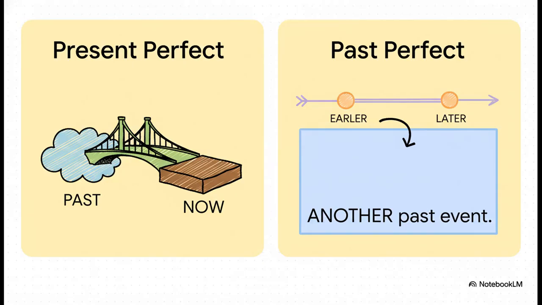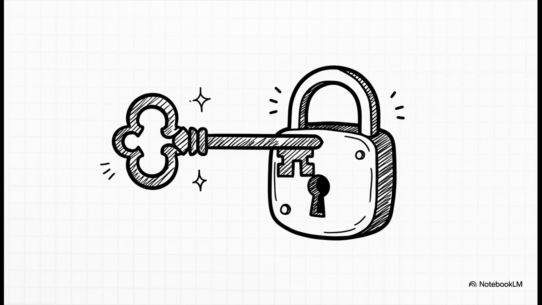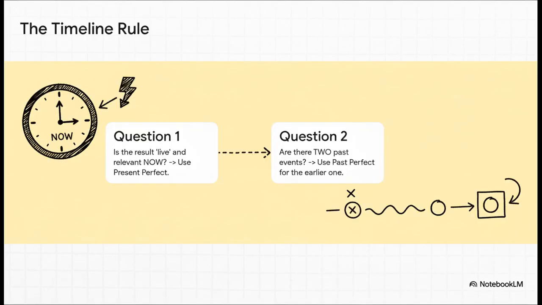So, let's sum it up. Present perfect connects to now. Past perfect connects to another past event. Simple. So from now on, you have a new tool in your grammar toolkit, the timeline rule. Just ask yourself, is this relevant now? Or am I telling a story about two past events?